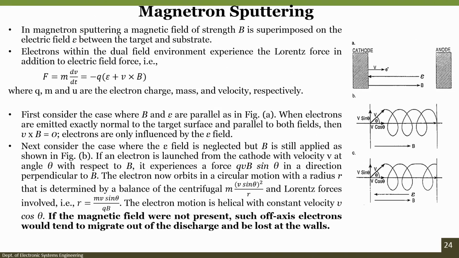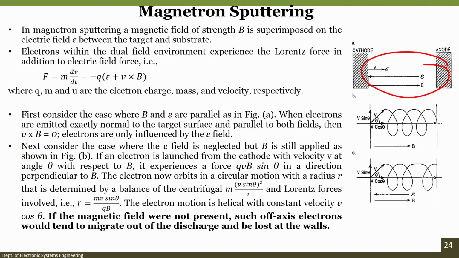First, let us consider the case where the magnetic field and electric field are parallel, as shown in figure A, which is shown here. When the electrons are emitted exactly normal to the target surface and parallel to both the fields, then what will happen? You see, μ × B will become equal to 0, so the electrons are only influenced by the electric field. When you have this equal to 0, that means what is the role? Only the electric field is responsible for influencing the electrons.